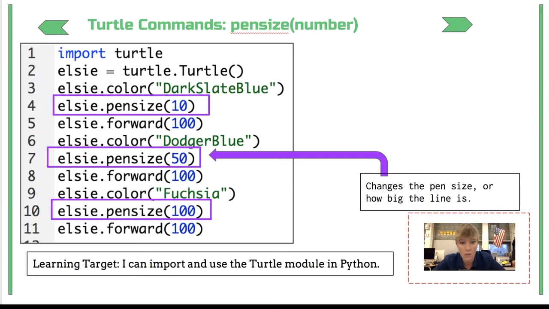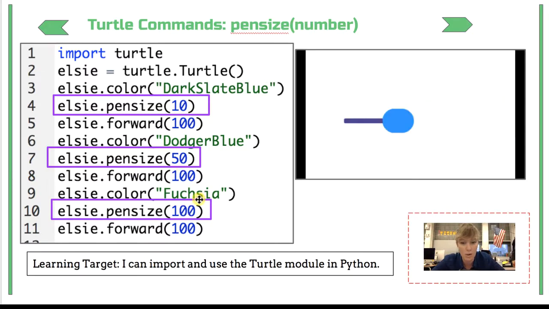Okay. Another thing that I want to go through is how to change the pen size. You use a method called pen size, and then you put in numbers here. Those numbers represent how many times bigger it is from the standard pen size. So 10 means it's 10 times bigger, 50 means it's 50 times wider or bigger, and 100 means it's 100 times wider or bigger. Here I made a little GIF where I changed the color so you could see dark slate blue is the 10 size, Dodger blue is the 50, and fuchsia is the 100.